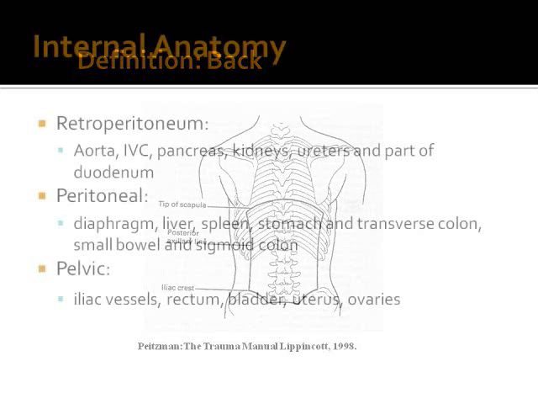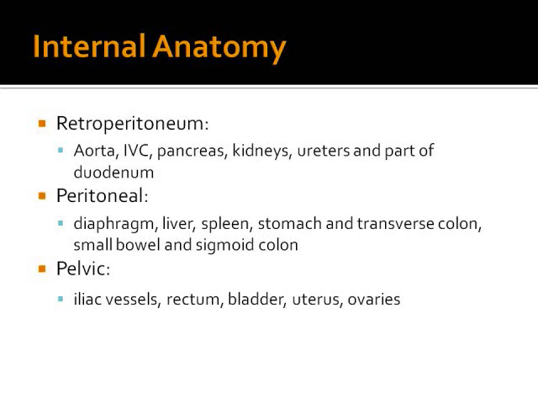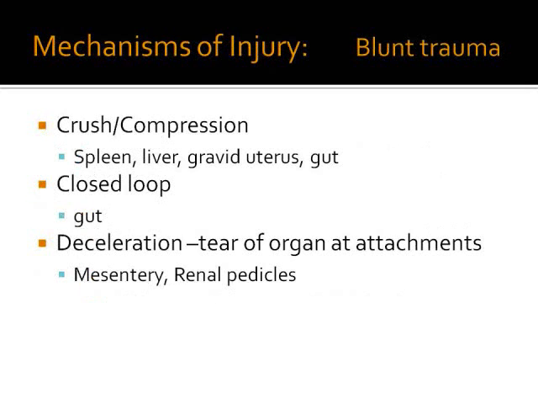well protected. When you look at the internal anatomy of the abdomen, we have the retroperitoneal space, where we have the great vessels, the aorta, the inferior vena cava, the pancreas, kidneys, ureter, and part of the duodenum. In the peritoneal cavity, we have the diaphragm, the liver, spleen, and stomach, and the intestines. And in the pelvic region, we have the iliac vessels, the rectum and bladder, the uterus, and the ovaries in the female.